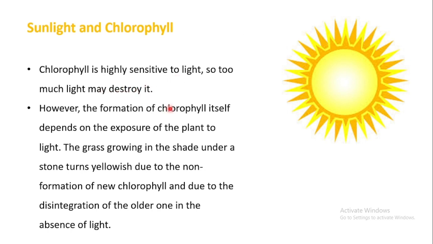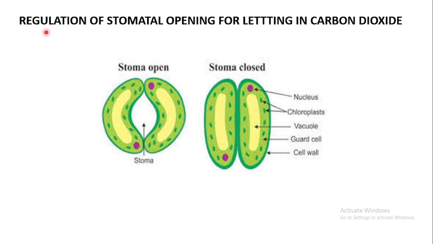So an optimum amount of sunlight is required for the proper functioning of chlorophyll. Now see here, regulation of stomatal opening for letting in carbon dioxide. We all know that during the day the stomata opens up. So when it opens up, the plant is able to take in carbon dioxide from the atmosphere and release oxygen. Now how does it open and close?